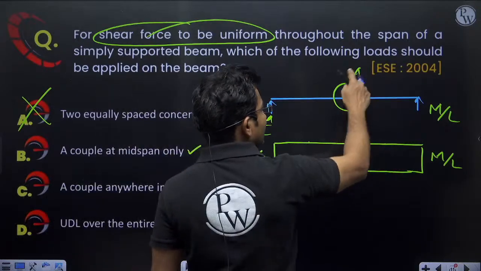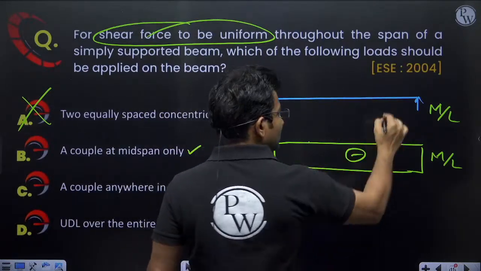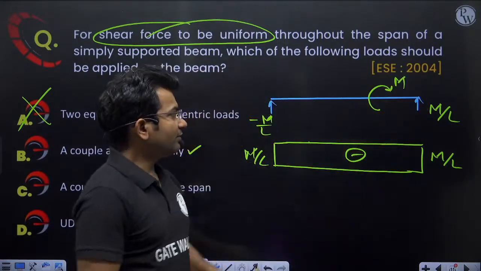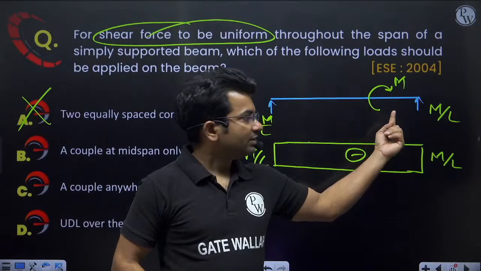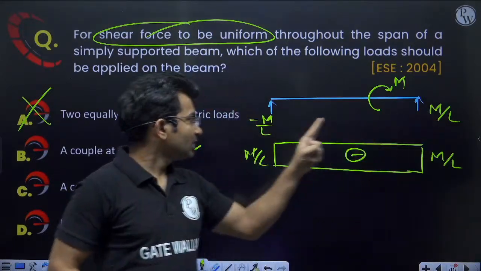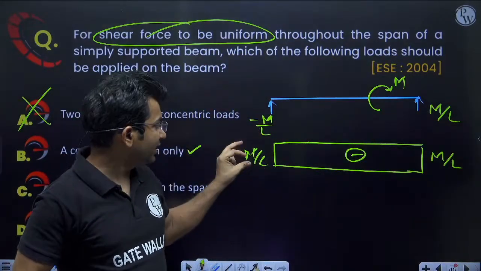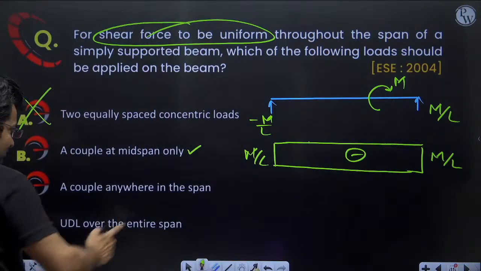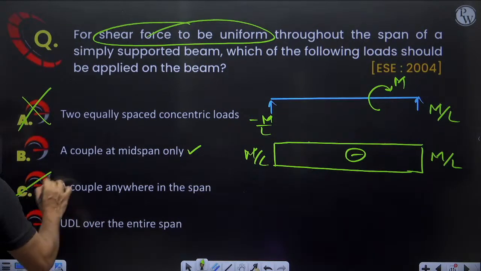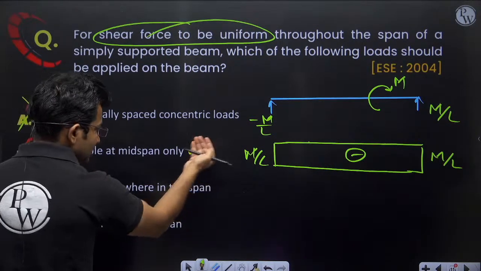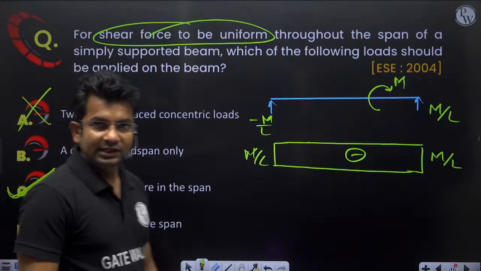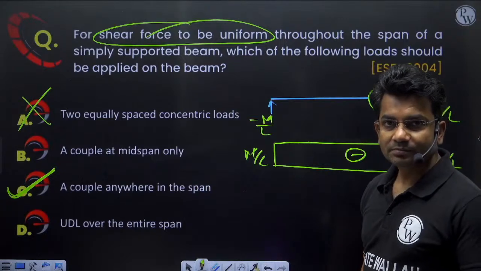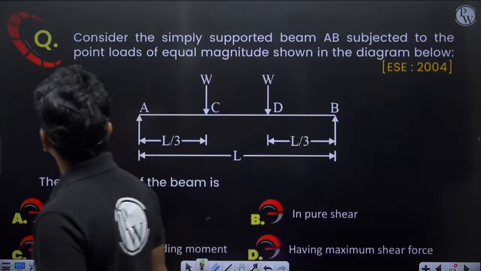So let us check if my couple is acting anywhere in the span, then also will I be getting the same? Okay, so if my couple is acting anywhere, then also this will be m by L only. The support reaction will be minus m by L only, and shear force diagram will be same, uniform, constant shear force. Okay, so that means couple can be applied anywhere. So correct answer will be option C, not B. Clear? Is it okay? So correct answer for this question will be option C. Let's move on to next question.